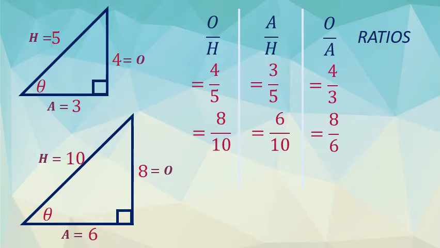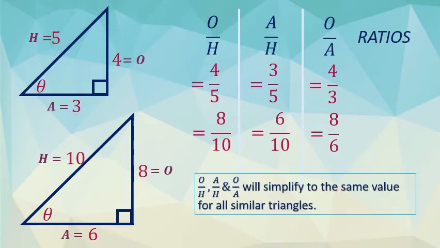Now, the conclusion we can make is that this will happen always for any right-angled triangles that are similar to each other. So if you are given a specific angle, theta, alpha, beta, 35 degrees, 60 degrees, whatever angle you are given, if that same angle is repeated in another right-angled triangle, then those ratios O over H, A over H, and O over A will always simplify to be the same value.